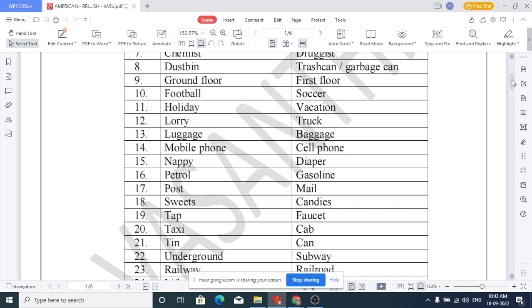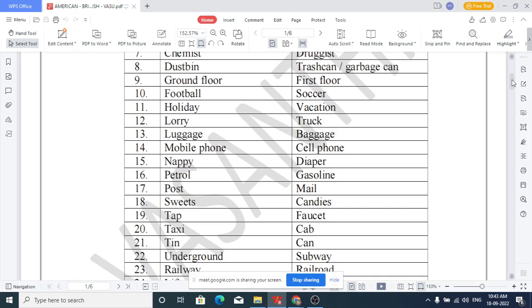Dustbin. In British English we call it a dustbin, what we have in our home. There it is called a garbage can or trash can. Nowadays in many places in India we also use garbage can, garbage bin. Ground floor: in India we call it ground floor. That is called the first floor in America. So this is a confusion which will come to everybody who goes to America. If they say third floor, it means something else. Here the ground floor in our British English is called the first floor there.